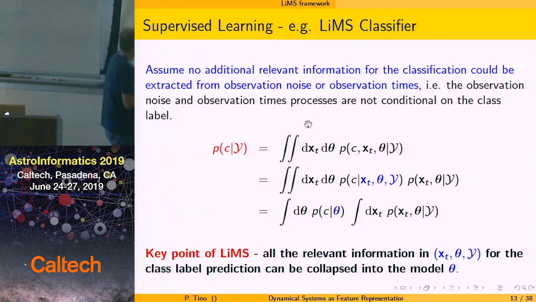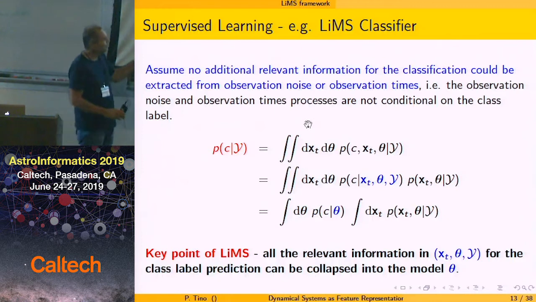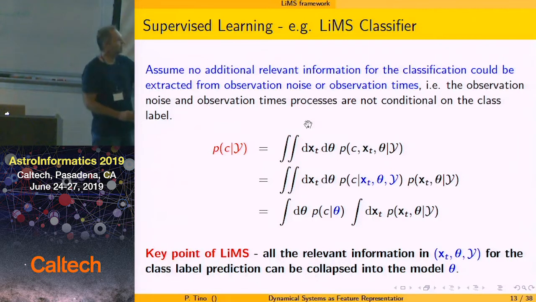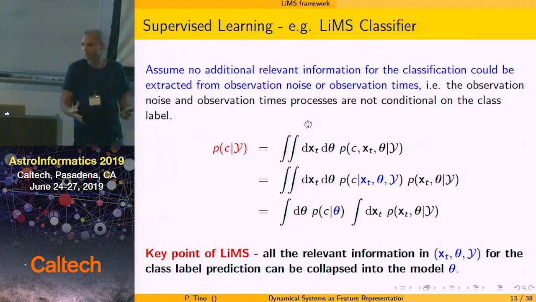And the second assumption is the key point of learning in the space of models, learning in the model space. And that is, if you give me information about the state, about the parameters of your model, and about what you observe, I can tell you that all I need to know is the model. That's all I need to know to tell you the class, because I can collapse all this information into the model. So if I have a model, for example, a pathway model that is related to cancer, if I know the model, I can tell you whether it's cancer or not, right?